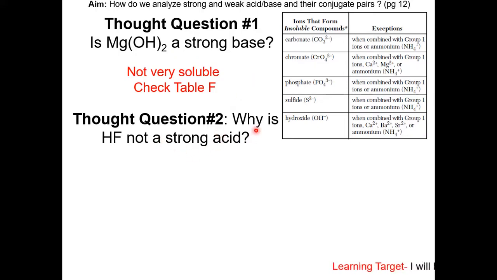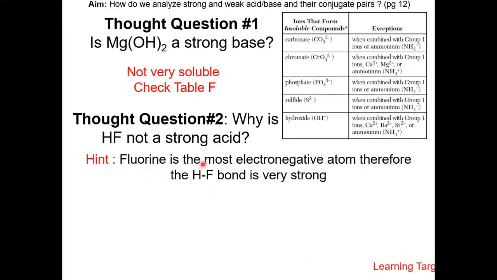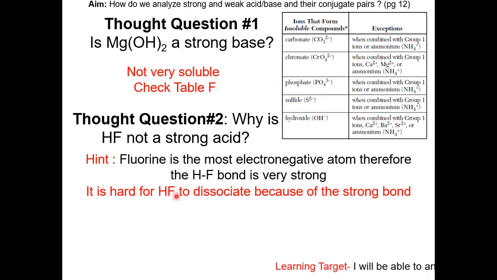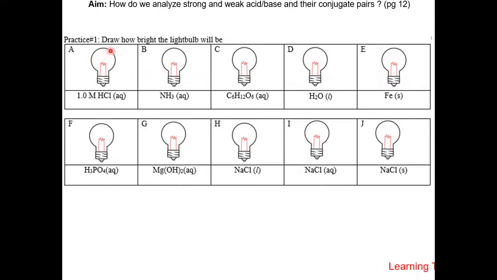Question number 2, why is HF not a strong acid? Here's a hint. Fluorine is the most electronegative atom, therefore the HF bond is very strong. Therefore, it's very hard to dissociate the HF bond, so HF is a weak acid. For practice number 1, draw how bright the light bulb would be. Pause the video and resume as completed. Here are the answers.